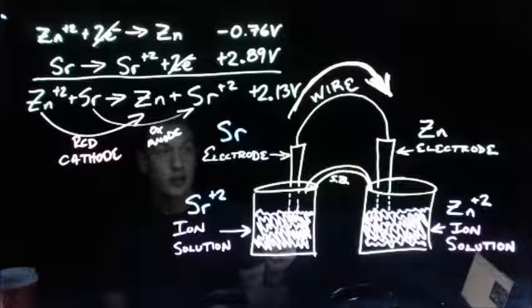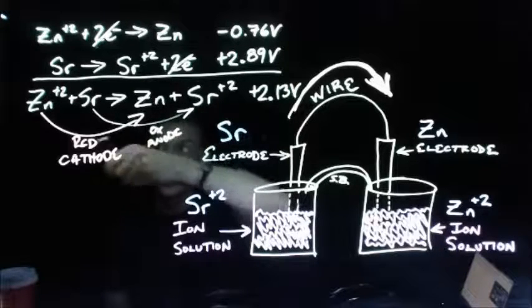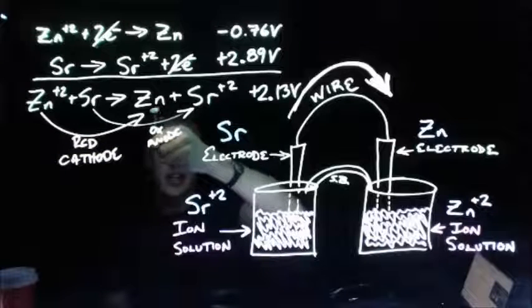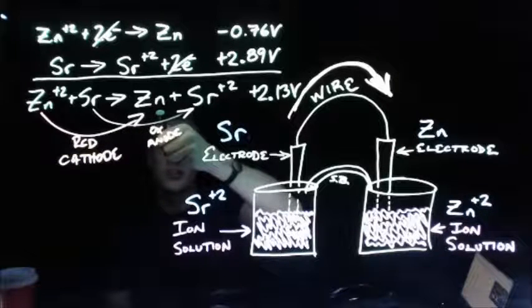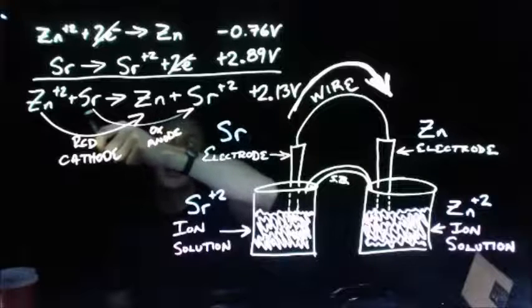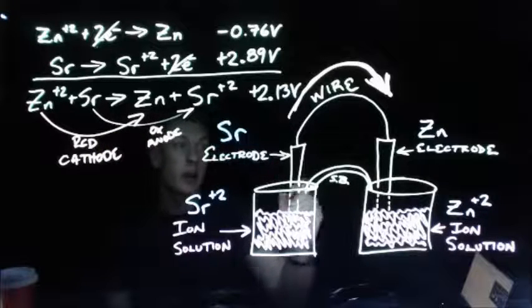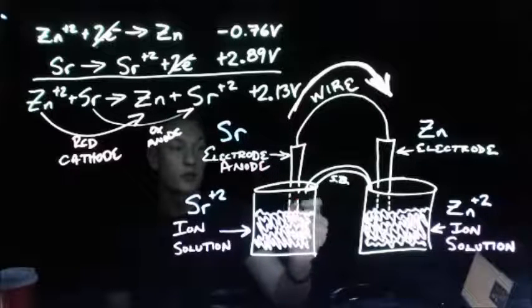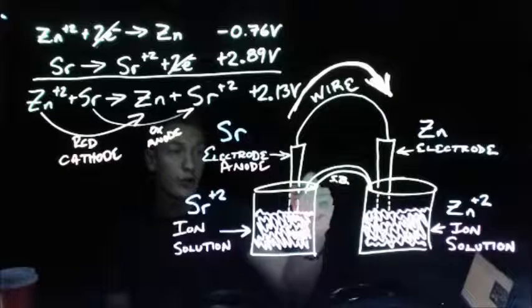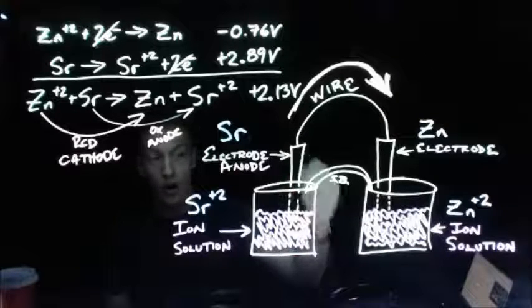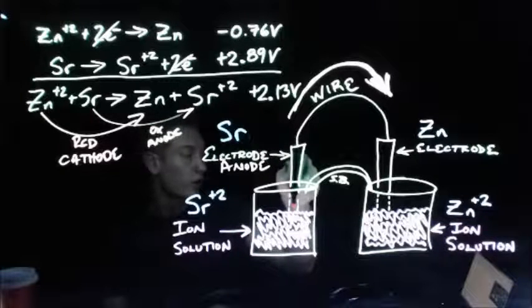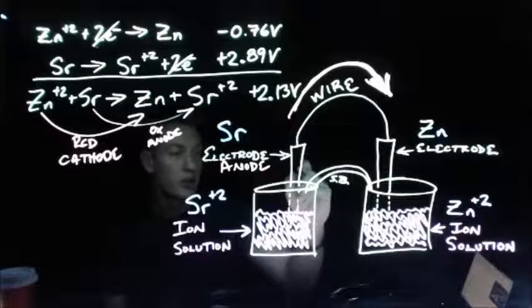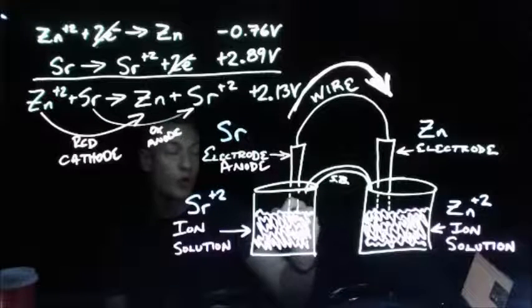What other questions could we ask about this? We could see which electrode is going to gain or which one is going to lose mass. So in the overall reaction, zinc ion is becoming zinc metal, and strontium is producing more strontium ion. So here, this is going to be our anode. The anode is going to be losing mass. Pieces of this metal are going to be ionized and they're going to go off into solution. So this electrode will be losing mass and this solution will be becoming more concentrated.